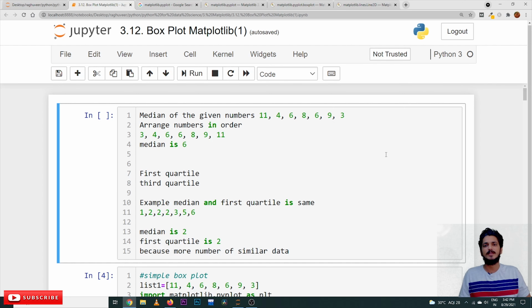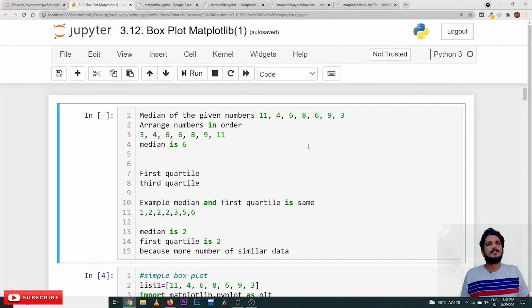Coming to today's class, before going into the concept of box plots, let's recap the basic mathematics which we have learned in school and intermediate. So let's recap mean, median and quartile values, then we will understand what a box plot means.